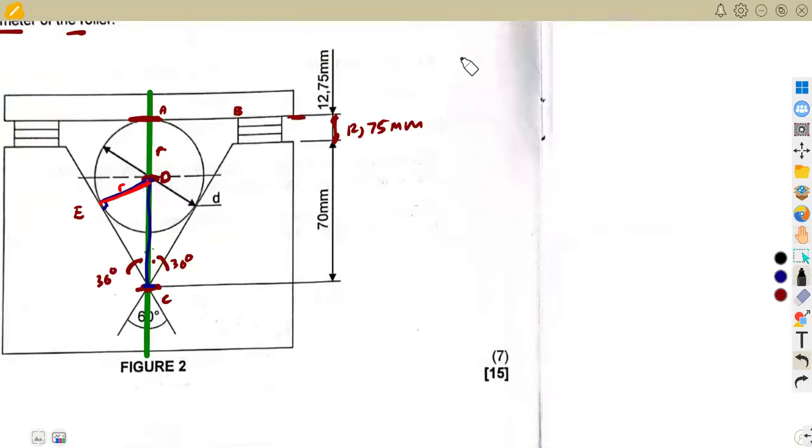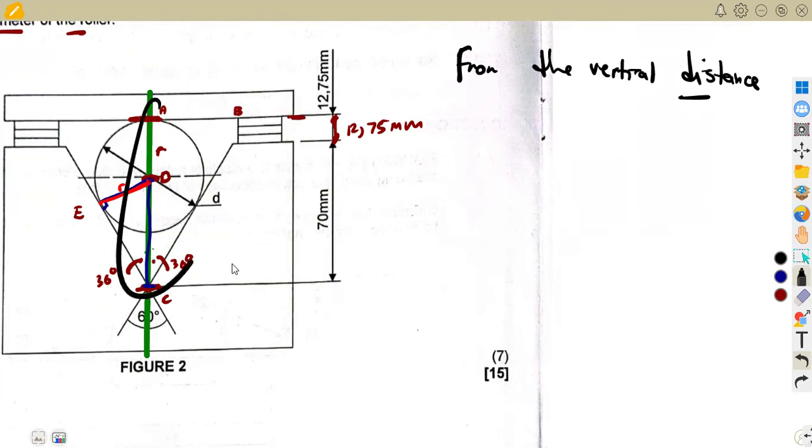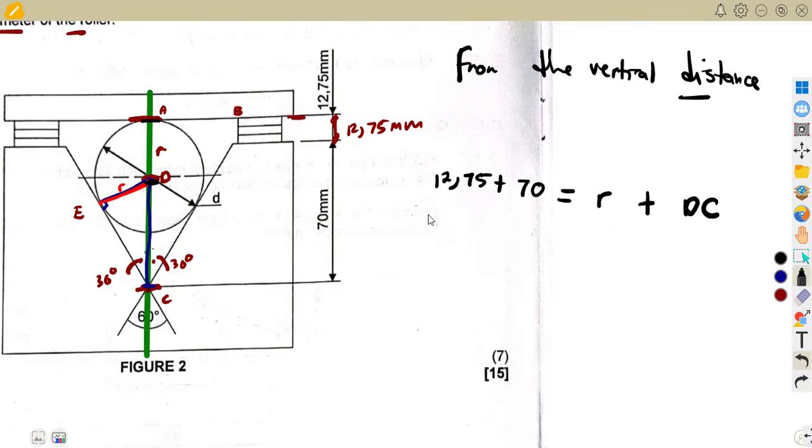Why? Since we want to calculate the diameter, from the vertical distance, we are going to see that the whole combination of this AB, everything that we are seeing there, is the addition of these numbers, because there we have numerical values. If we add 12.75 to 70, we obtain everything that we have in this vertical distance, which is from A to D, the radius, plus from D to C.